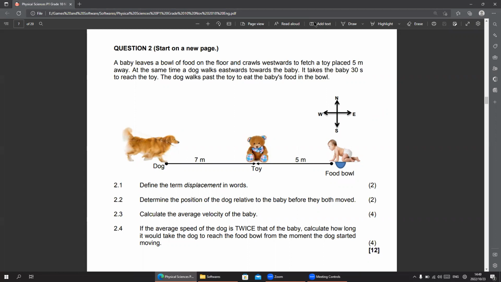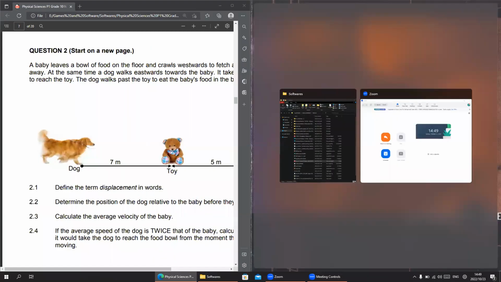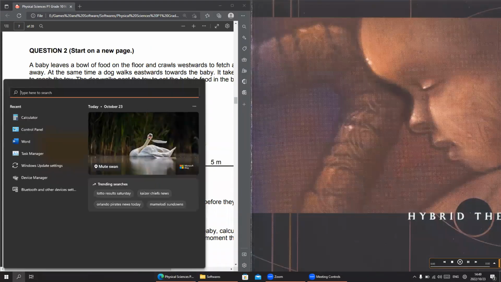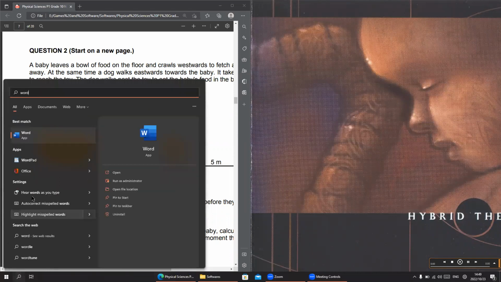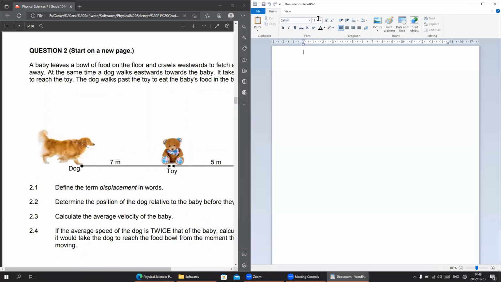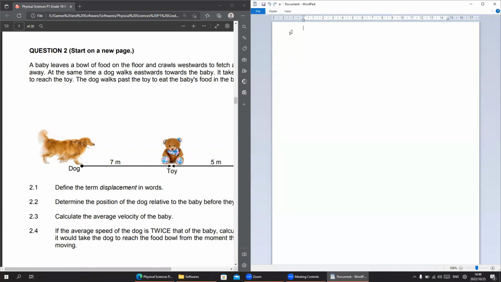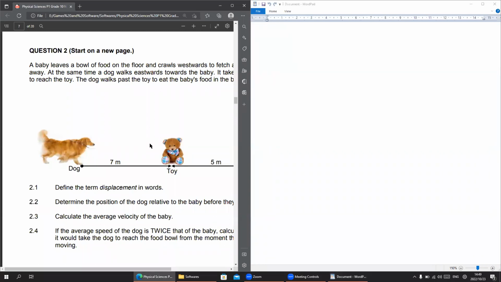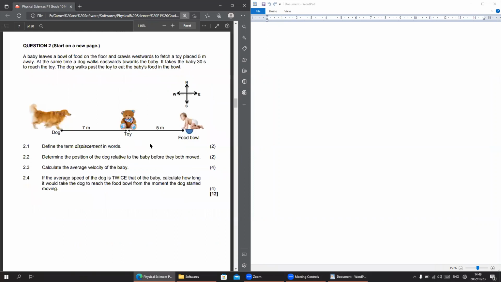So let me just do this. Let me open WordPad so I can just have something to write on this side. Let me hide the ribbon. Let me adjust the size of this.